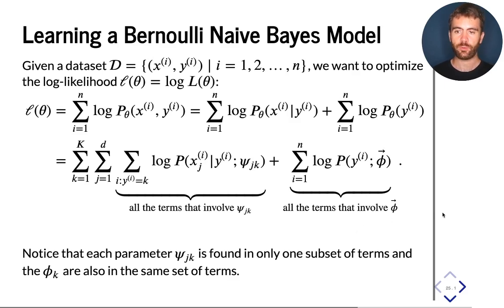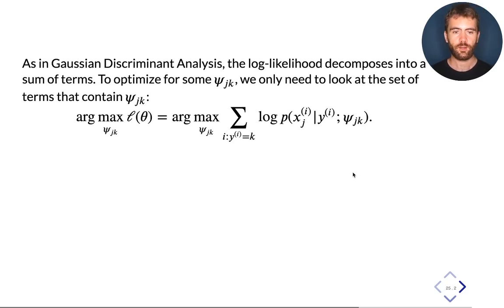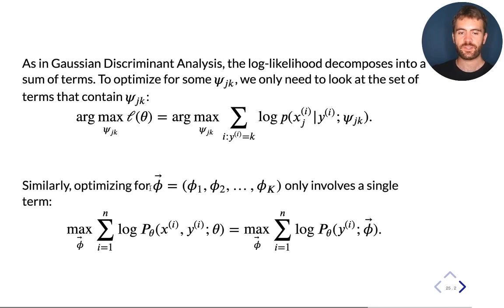So this is a really powerful observation that again will give us a nice closed form solution for the parameters of this model. Again, just restating what I said earlier, if we want to find the maximum over one parameter psi jk, I can ignore all the terms except this small set of terms, and I only need to maximize this particular set of terms in order to find the maximum likelihood parameter psi jk. And the same thing can be said for the parameters phi. I only need to look at this part of the log likelihood, only this subset of terms.